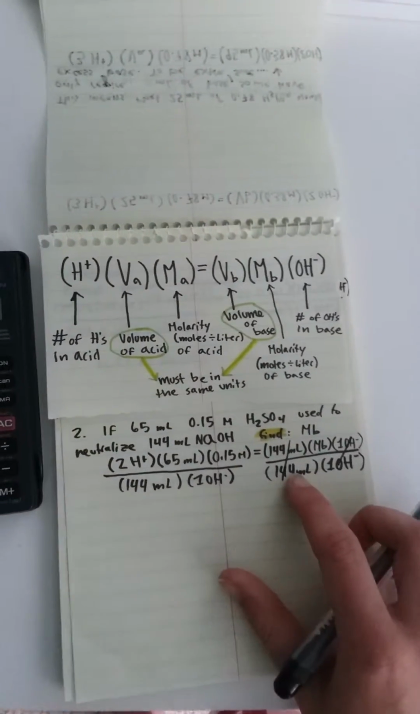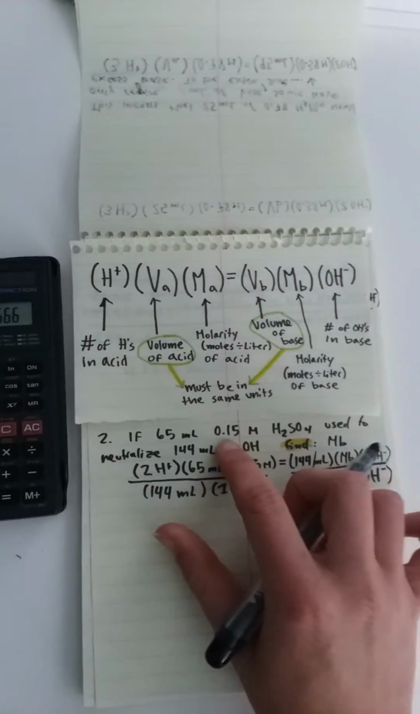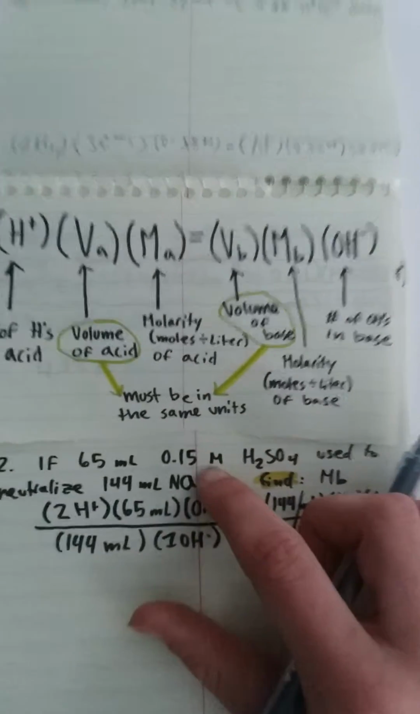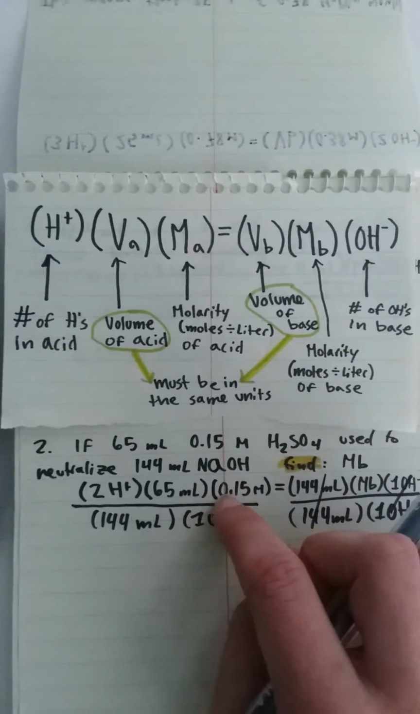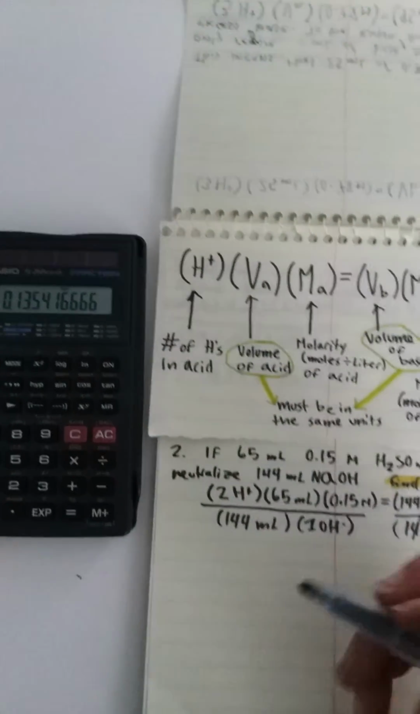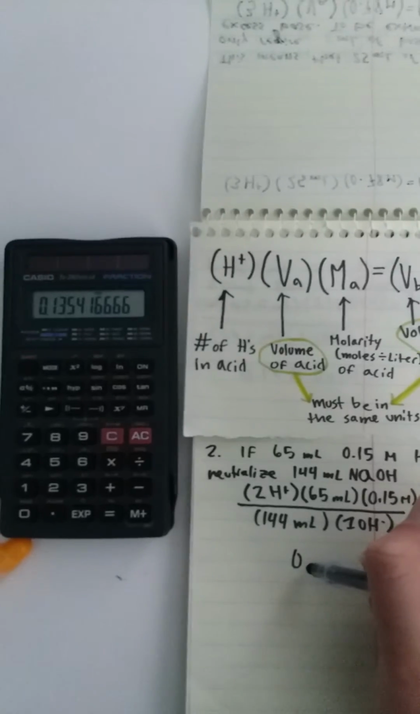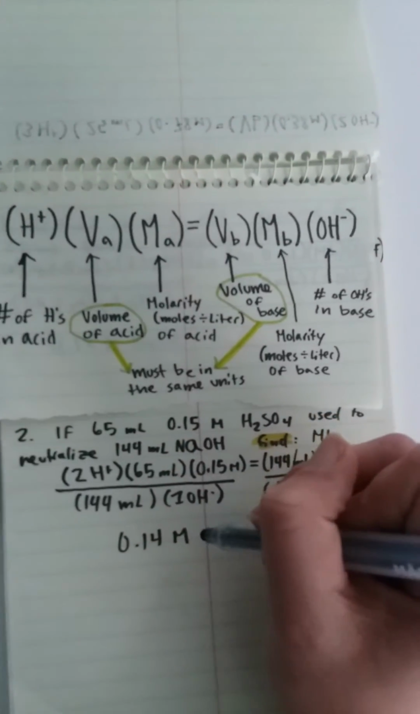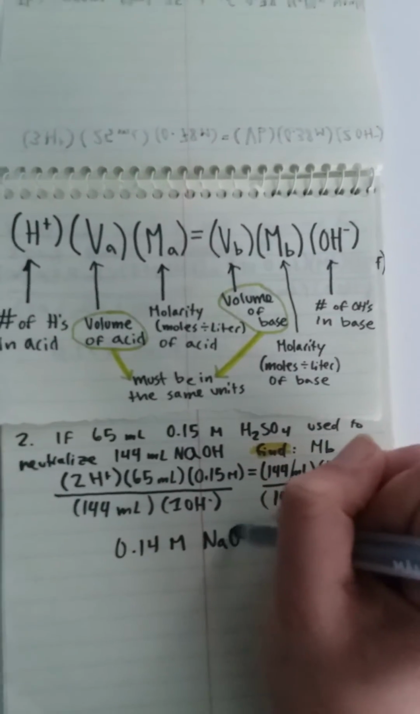All right, and so I just look to see how many digits there are in another molarity. This only has 2 digits, so our answer can only have 2 digits because of sig figs. So I'm going to count that as 0.14 molar of NaOH, because that's what we were finding, the molarity of the base. That's our answer for that one.